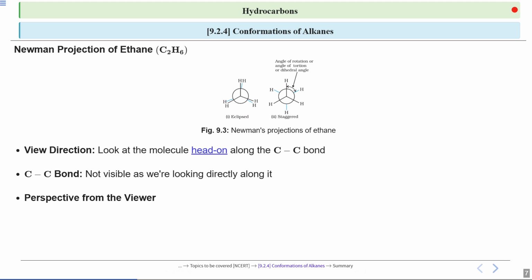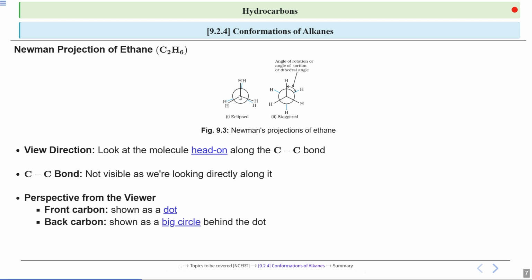Now what is the perspective from the viewer? The front carbon atom is represented by a dot. This simplification helps us easily identify which carbon is closer to us in the projection. So you can see here in the diagram that we have a dot in the middle showing the first carbon, or the front carbon. Next, you are seeing a big circle behind that dot, and that is representing your back carbon. So these are the representations of the two carbons, and now we are seeing them from the head-on way.